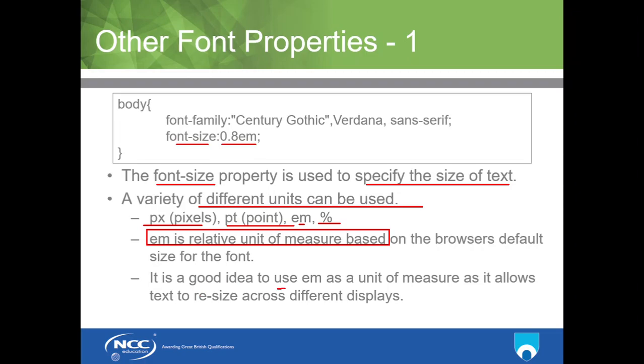So it's a good idea to use em as a unit of measure, as it allows text to resize across different displays. So for example, when you use pixels, 5 pixels, then the font size cannot change. It cannot resize. Similarly, when you use points, when you use percentage, it can also resize, but the relative measure, em. So always use em.